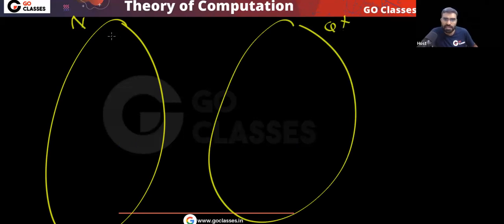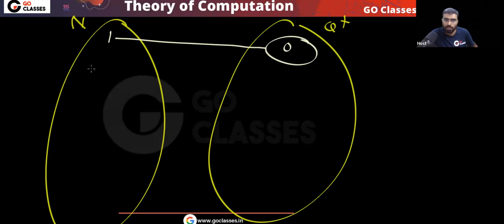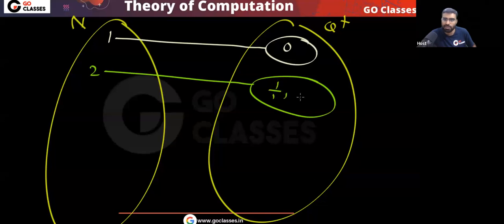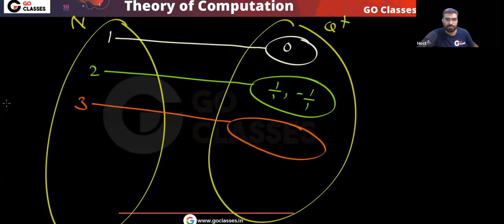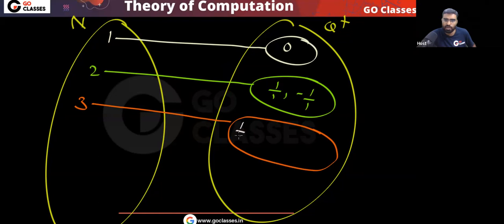Tell me what you will assign to 1. To 1 you can assign, for example, 0. Okay. Now, to 2 what will you assign? You can assign 1 by 1 and also minus 1 by 1. Yes or no? To 3 what will you assign? You will assign 1 by 2, 2 by 1, minus 1 by 2, minus 2 by 1. Yes or no?